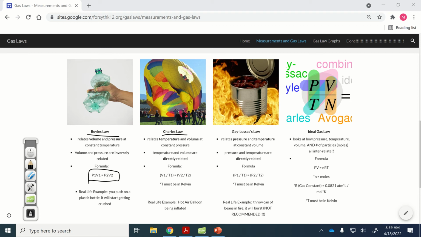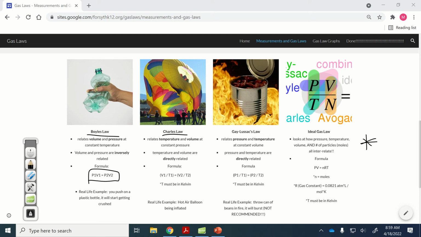The last one I have here that is very important is the ideal gas law. And this is where we put everything together. We can change multiple factors. Again, Boyle's and Charles' and Gay-Lussac's are specific because we have to keep one of those measurements constant. If we don't, the law starts falling apart a little bit. We don't see it work exactly as we expect. The ideal gas law puts that all together and relates it to moles as well.